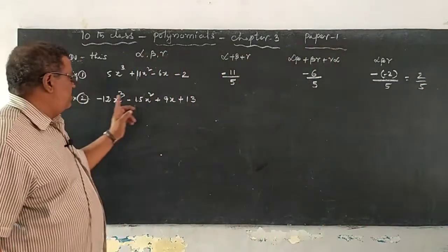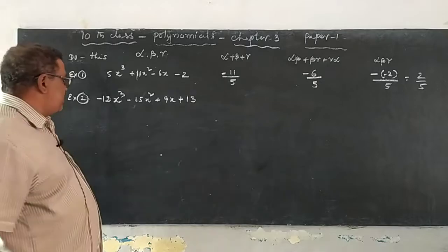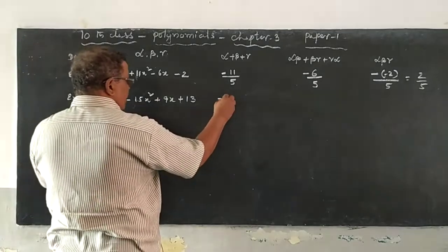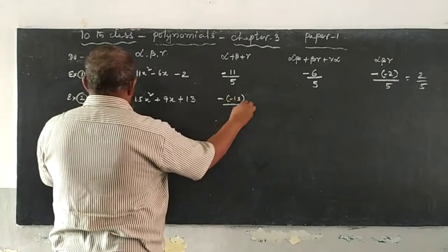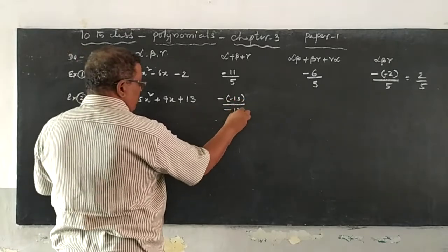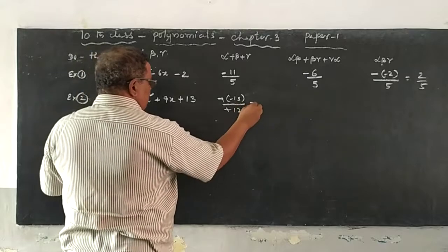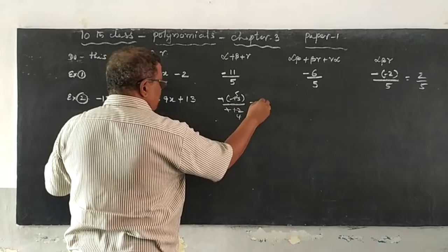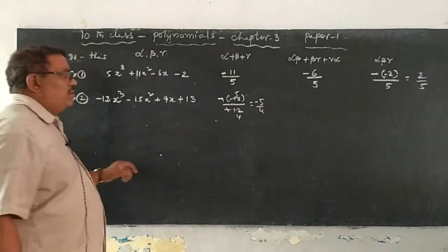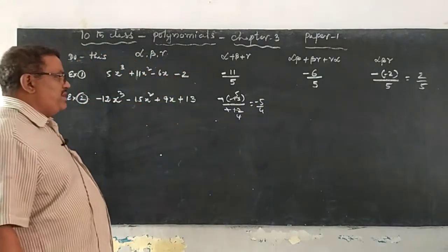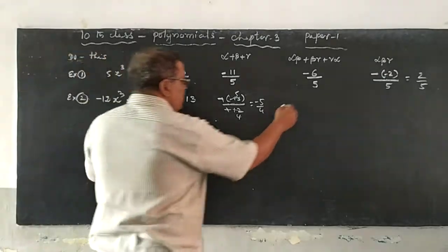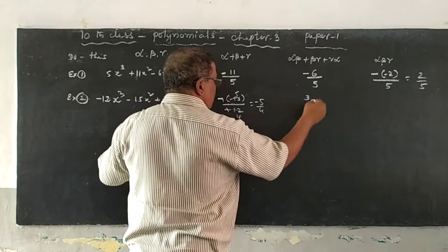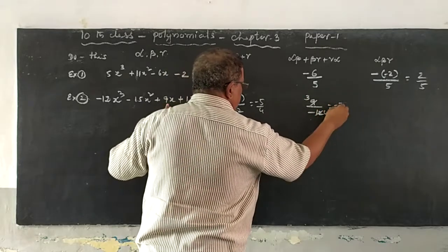In the similar manner, we have to find for the second cubic polynomial. Sum of zeros is minus b by a, minus of minus 15 by a value minus 12. Minus minus cancel. 3 threes, 3 fours, that is minus 5 by 4. Sum of product of zeros taken two at a time is c by a, that is 9 by minus 12. Cancelling, 3 threes, 3 fours, that is minus 3 by 4.